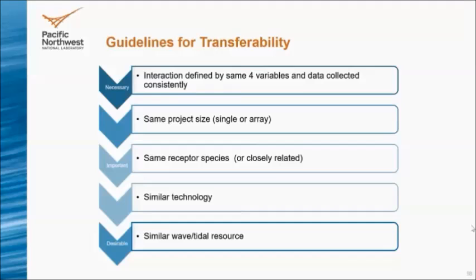Moving down our list, next, it would be nice if you have a similar technology, not just wave and tidal, but if you're looking at a point absorber and a point absorber, or if you're looking at an oscillating water column. And then finally, it would be desirable if the two sites shared a similar wave or tidal resource. So, for example, if data is collected in a slower tidal regime, then those data would be more comparable.